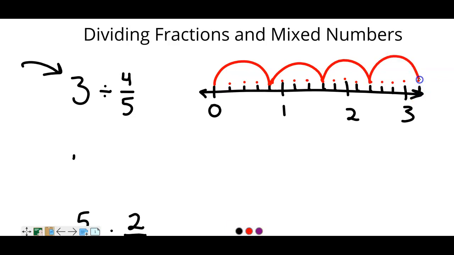I'm going to go all the way over here. However, remember, we're stopping at 3. So I'm going to draw a line right here. We stop right there. We need to see that next full jump so that we know what fraction piece that is. Now we're ready to find our answer.